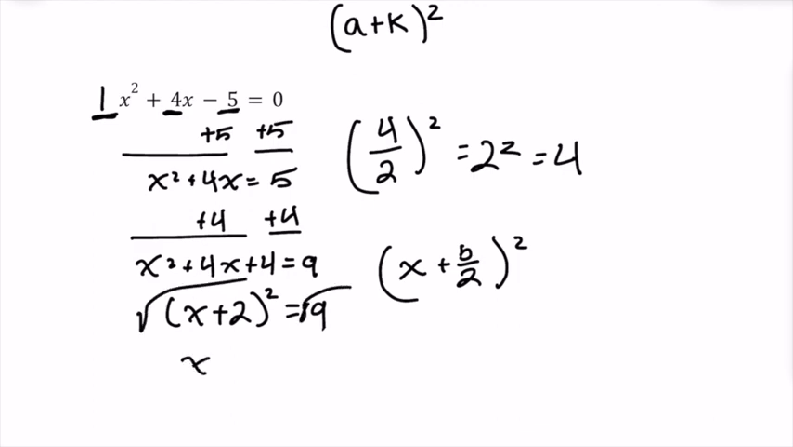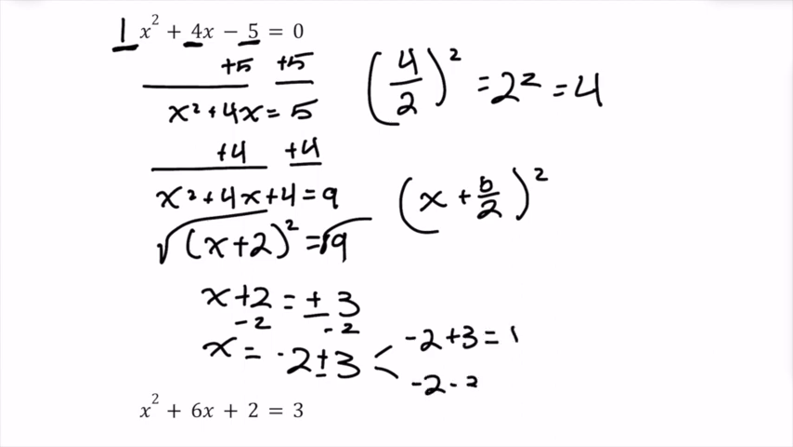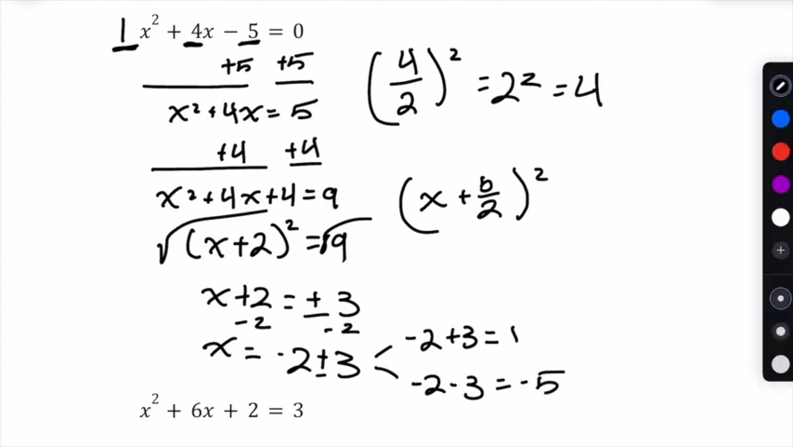So we're going to have x plus 2 is plus or minus 3. And then when we subtract 2 off to the other side, so minus 2, we have x is equal to negative 2 plus or minus 3. So we are going to split that off into negative 2 plus 3, which is going to equal 1, and negative 2 minus 3, which is going to equal negative 5. And those are your two solutions for this equation. So we have 1 and we have negative 5.